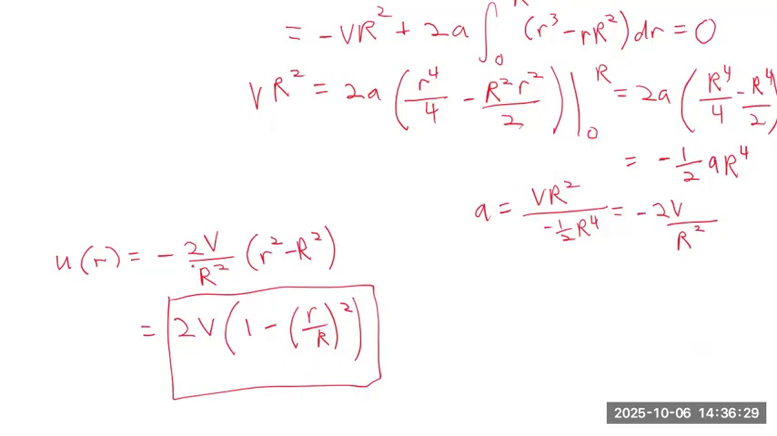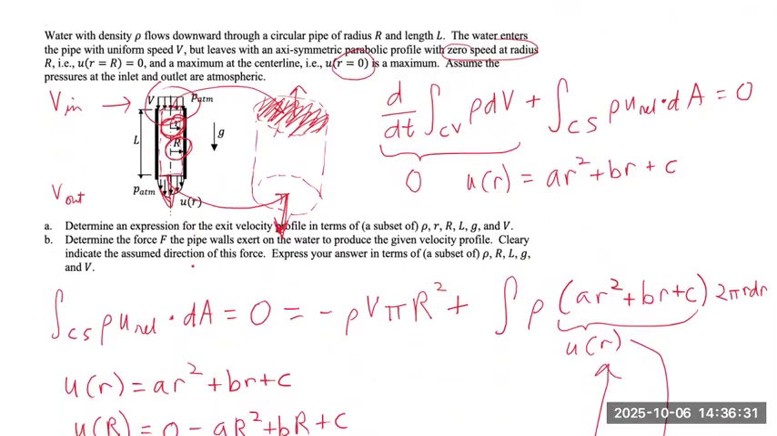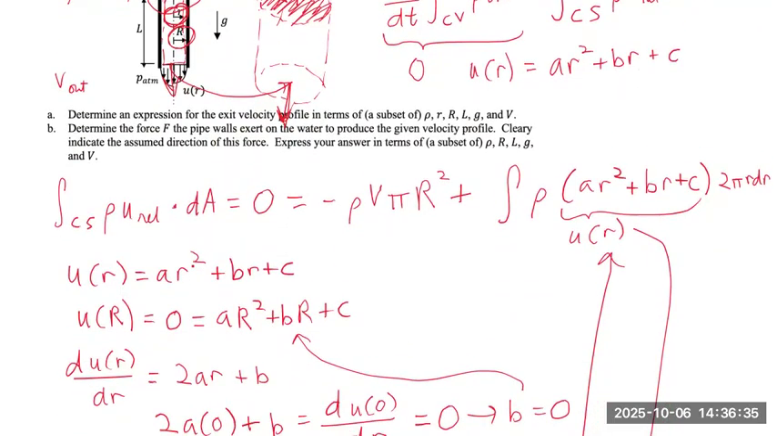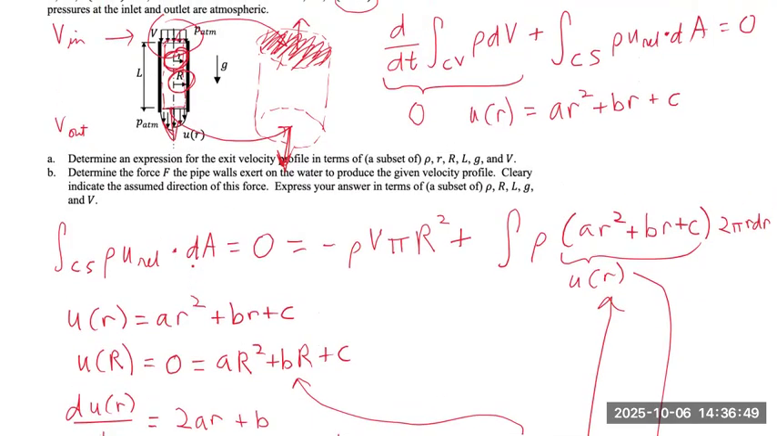And let me see. Yes, part A is done. And now for B, we have to determine the force the pipe walls exert on the water to produce the given velocity profile. Clearly indicate the assumed direction of this force and express your answer in terms of a subset of rho, r, l, g, and v. So, how can we go about solving this problem?